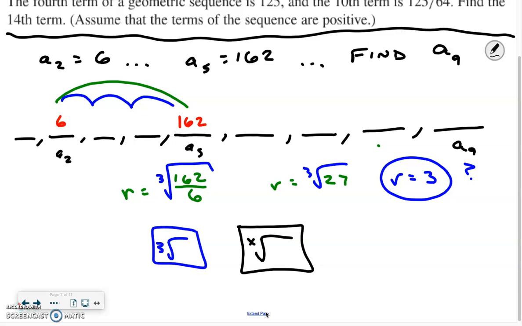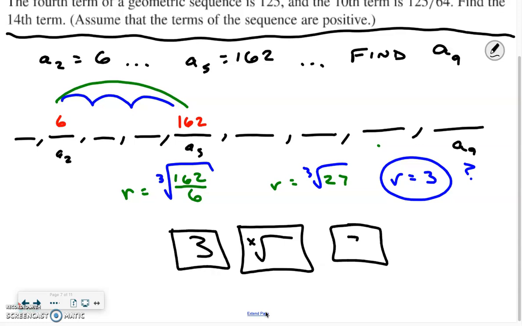Because again, this problem just so happened to be that we were jumping 3 spaces. What if we were jumping 4 spaces? You probably don't have a 4th root button on your calculator or an 8th root button. But you have an X root button. So if you chose to use the X root button in this problem, you would type in 3, then hit the X root button, then type in 27 and hit equals.